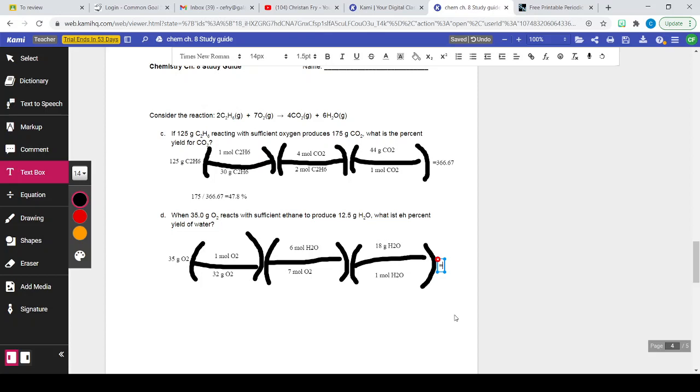35 divided by 32 times 6 divided by 7 times 18. That is 16.875. That's my theoretical. So then we do actual over theoretical, which is going to be 12.5 divided by 16.875. It's going to be 74%.